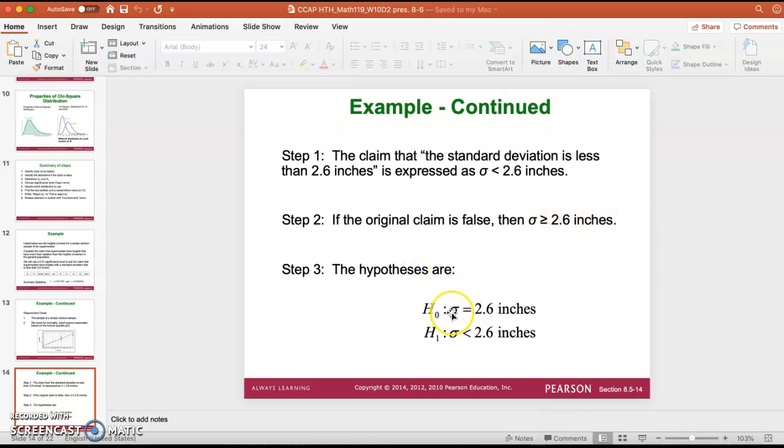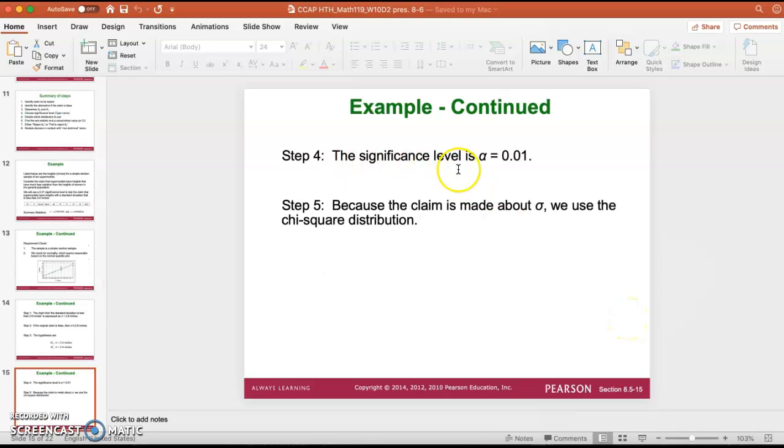Now, to put that into the actual hypotheses, for the null hypothesis we'll say that sigma is equal to 2.6 inches, since we still want some form of equals in the null hypothesis, and that still satisfies the requirement that it's different than the original claim. The alternative hypothesis is that sigma is less than 2.6 inches, so that the supermodels' height standard deviation is less than 2.6. The significance level, again, is alpha equals 0.01. Then step 5: because the claim is made about standard deviation, we use the chi-square distribution.